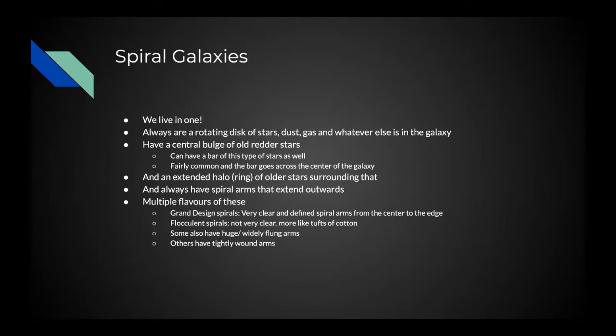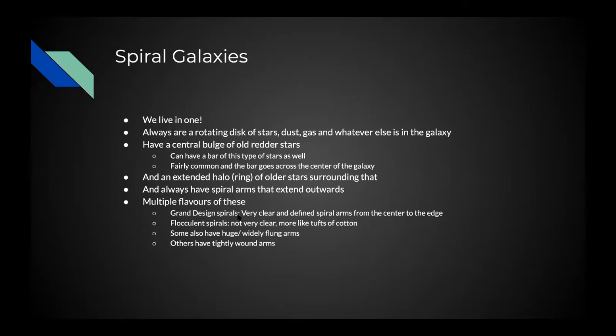And after that, there's always an extended halo or ring of older stars surrounding the central bulge of red stars. They're always a rotating disk of stars, dust, gas, and whatever else. They have a central bulge of old redder stars, and this is pretty common, to be honest. This bar always goes across the center of the galaxy. This halo of slightly older stars, but not red stars, surrounds this bar, and they always have spiraling arms that extend outwards. They're pretty obvious, and there are multiple types or multiple flavors of spiral arms.